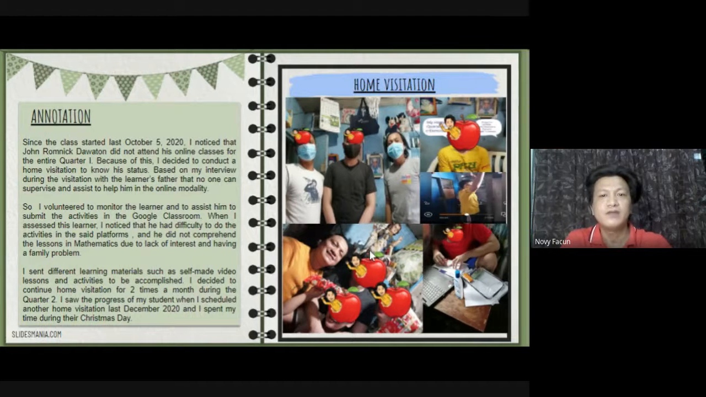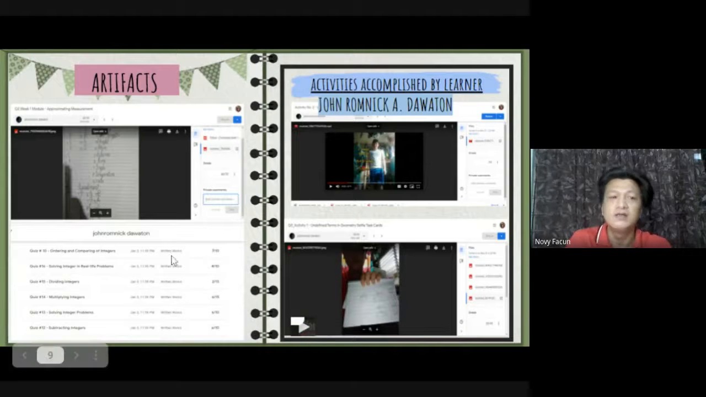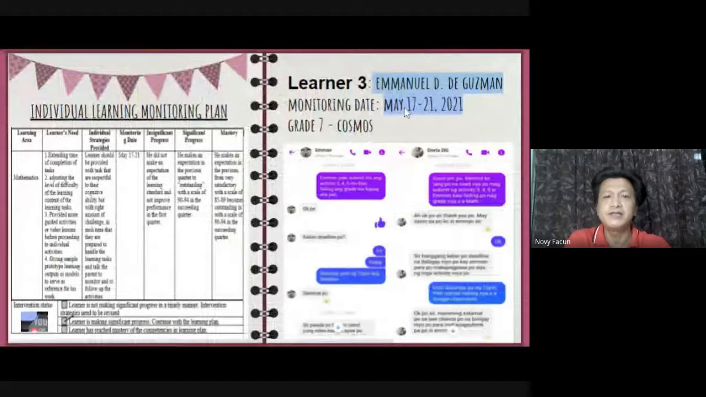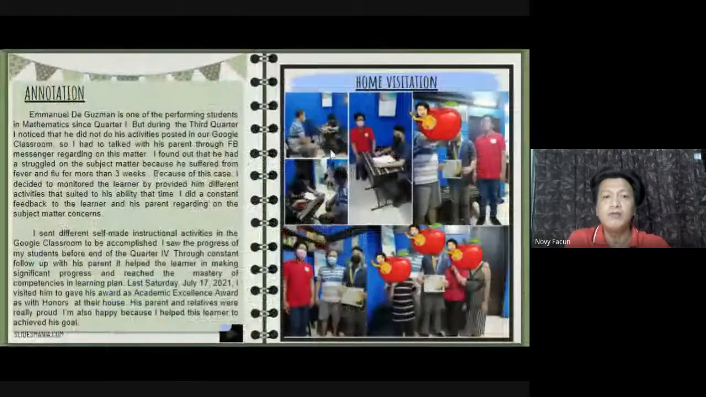And of course, the activities accomplished by the learner. We need to see his progress through his output. And student number 3 is Emmanuel D. Guzman. The monitoring date there is from May 17 to 21. This is also my attachment, the picture of our conversation with the parent and the learner. And of course, the monitoring plan, what the activities are and what he needs to accomplish. This is his proof of output and the annotation.